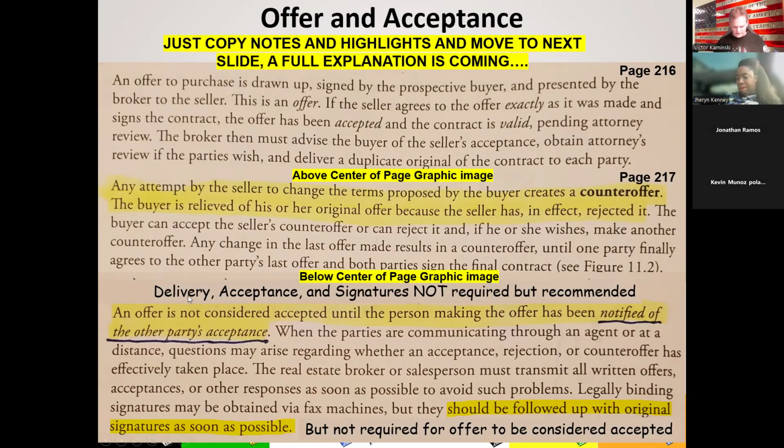And what I would write here is in contract negotiations, delivery, acceptance, and signatures not accepted. So here I wrote delivery, acceptance, and signatures are not required but recommended. Or you could write in contract negotiations, delivery, acceptance, and signatures are not required. It's suggested. And then you're highlighting should be followed up with the original signatures as soon as possible, but not required for offer to be considered accepted.